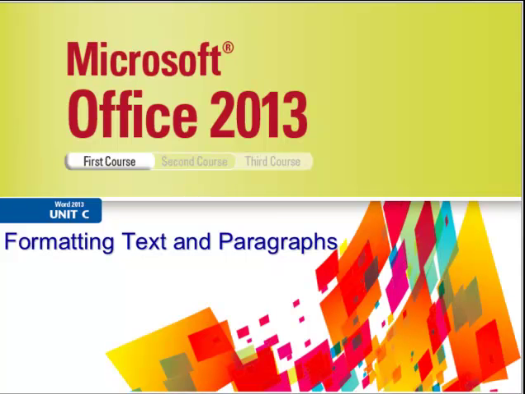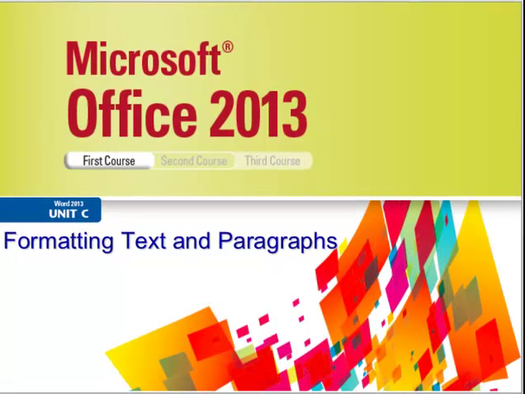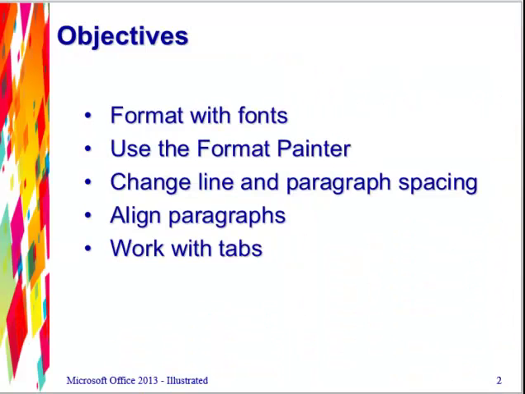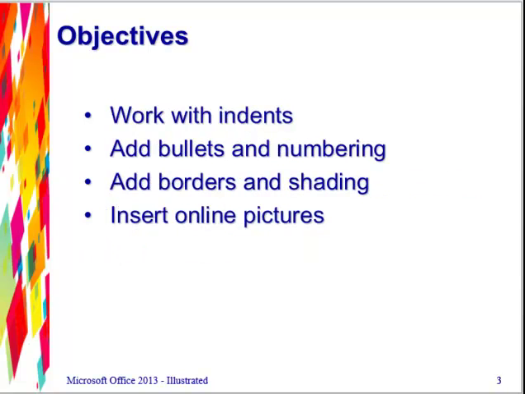Okay, this is Word, Unit C. We're talking today about a variety of different formatting text and paragraph tools. We're going to talk about how to format with fonts, how to use the format painter, how to change lines and paragraph spacing, how to align your paragraphs and work with tabs, how to work with indents, how to add bullets and numbering, and how to add borders, shading, and insert pictures into your documents.